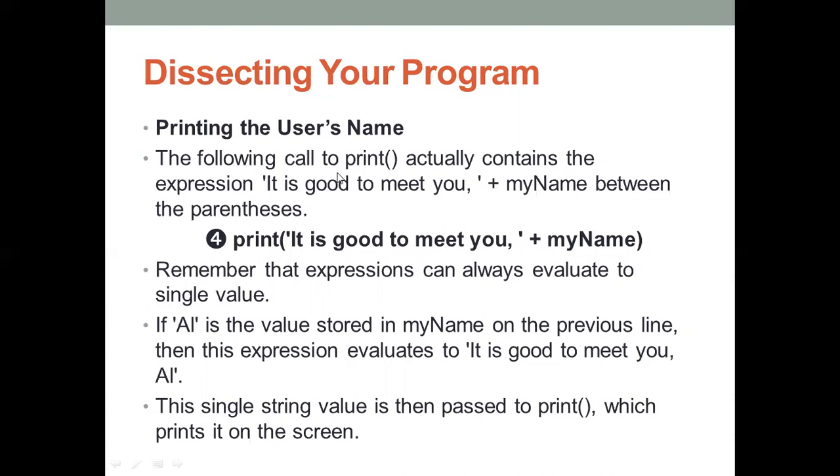The following call to print actually contains an expression. Yes, it's an expression; two things are there. Okay, it is good to meet you. This one is a string, and directly you mention the variable, plus my name, between the parentheses. If you want to concatenate the value stored in a variable, you don't put that variable inside single quotes. If you put single quotes again, then it will be considered a string, not a variable. So directly you can mention my name, and this my name variable contains only a string.